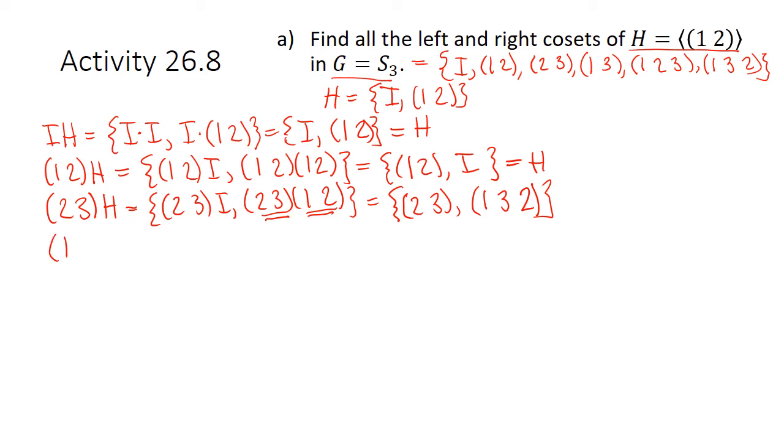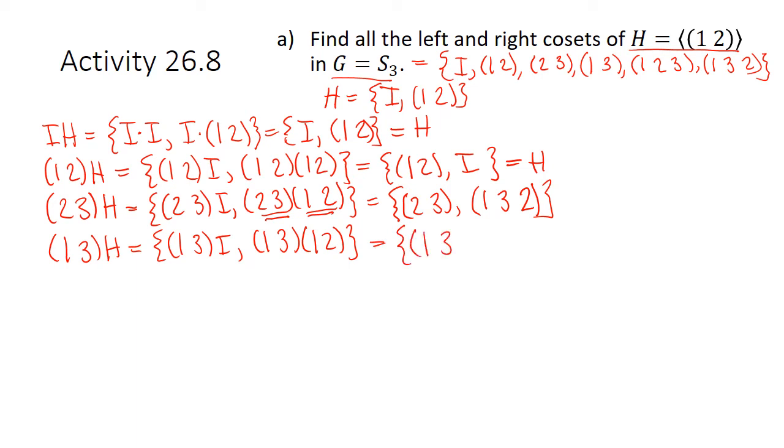Okay, and then (1 3) times H. This is going to be (1 3) times I, and then (1 3) times (1 2). So this will be (1 3), and then, what happens here? 1 goes to 2, and then 2 goes nowhere. And what happens to 2? 2 goes to 1, and then 1 goes to 3. So this is this one.